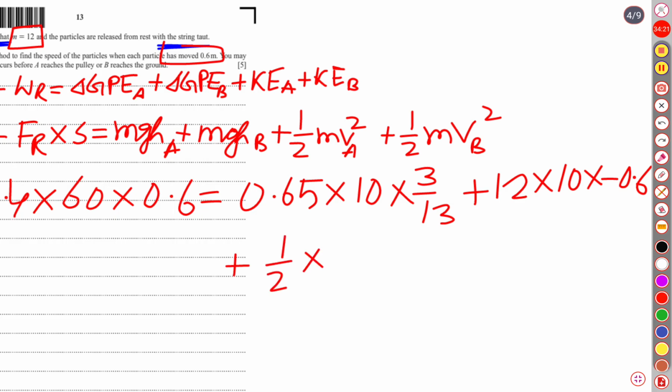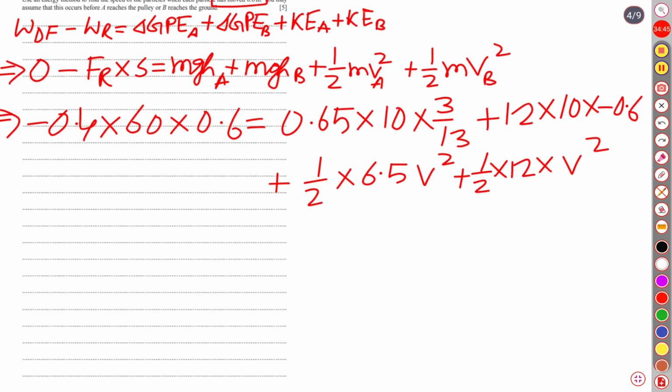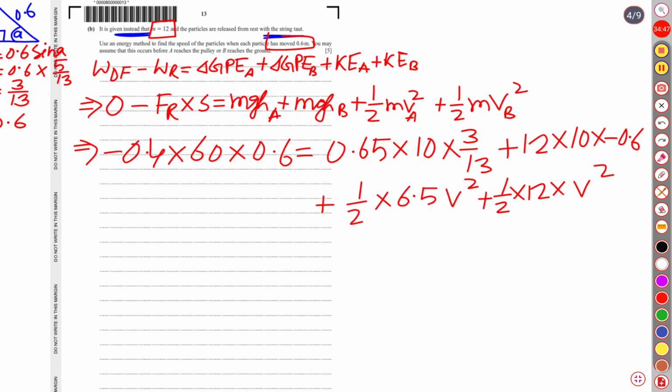half of the mass of particle A, which is 6.5, and the final velocity is to be obtained. Initial velocity is 0, that's why there is no necessity of subtraction. Plus half of the mass of particle B, which was 12, and the velocity was the same. Initial was 0, final was v. Then if we simplify this, it is going to be 4 6 24, 24 6 are 40. So 14.4, it is negative 14.4.